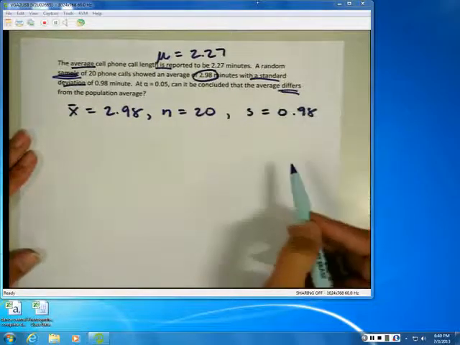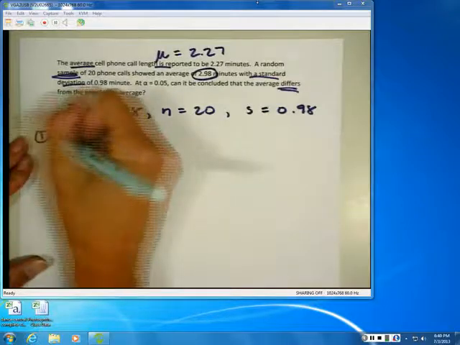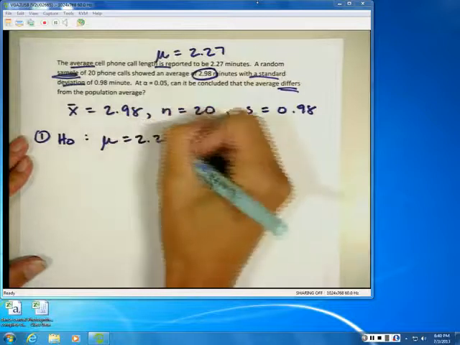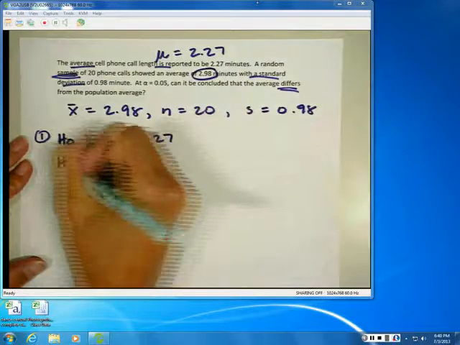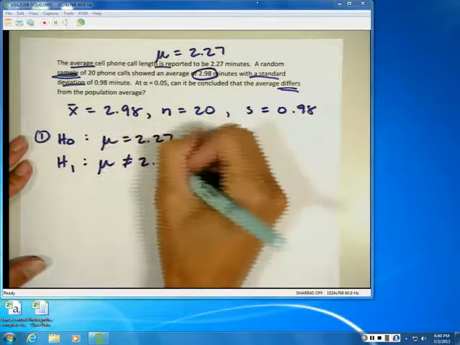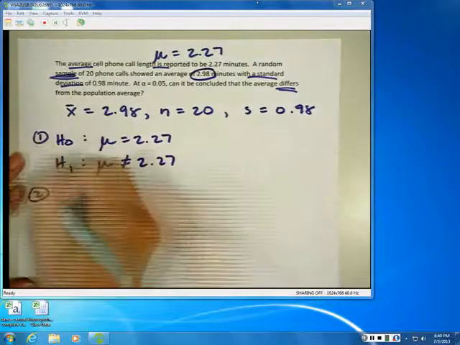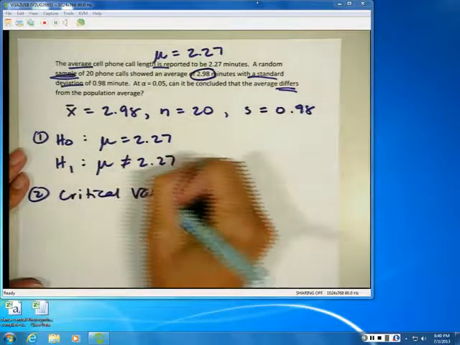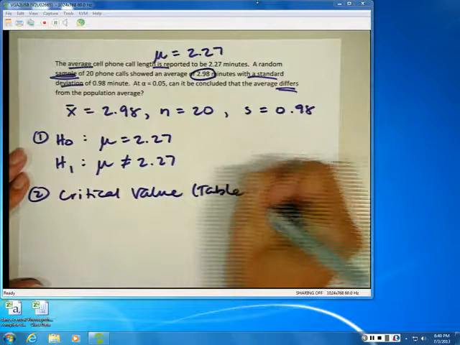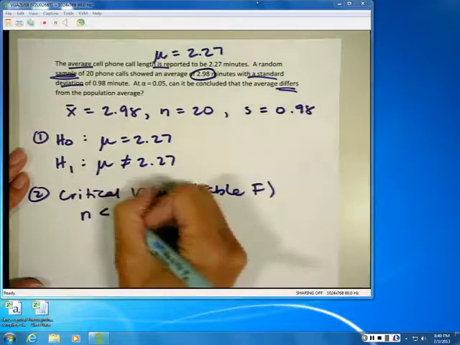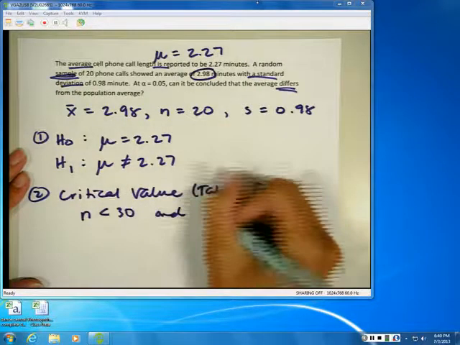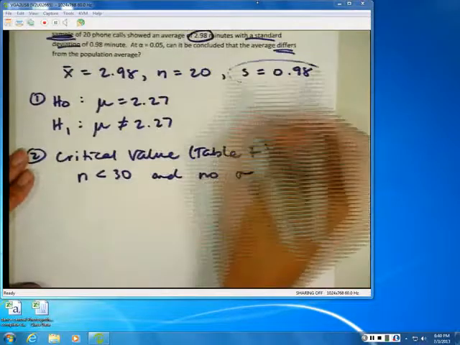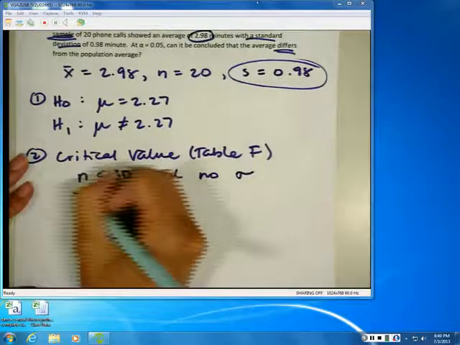So it looks like another two-tail test. So step 1, well, I already wrote down the null hypothesis. There it is. Mu equals 2.27. Mu does not equal 2.27. Step number 2, let's do the critical value next. Table F. N is less than 30, and no population standard deviation. We only have the samples. So that means that we have to use t-scores.